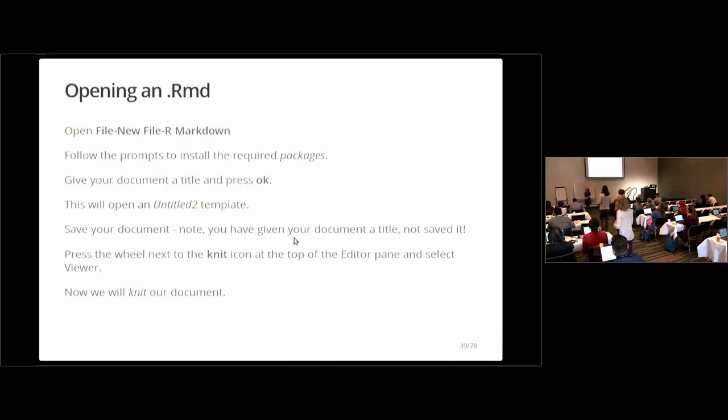When you give it a title, when it opens up that box, all it's doing is putting a title into the document. It is not saving the file with that name. Your file hasn't been saved. If you closed it down and you didn't save, you would lose that document. You've put a title into the actual text of the document, but you haven't saved it. So we also need to save the document to knit it.